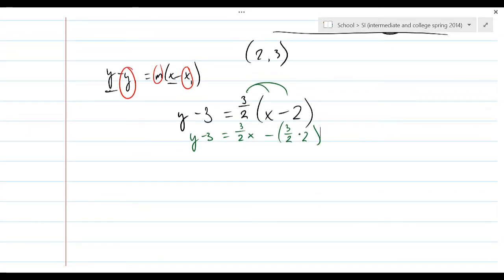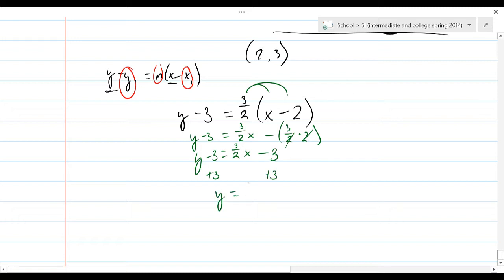Well, if we've got 3 over 2 times 2, these 2's will cancel, and we've just got y minus 3 equals 3 over 2x minus 3. Now let's add 3 to both sides, and I get y equals 3 over 2x. Is that correct? Well, it looks as if it is correct. Great.